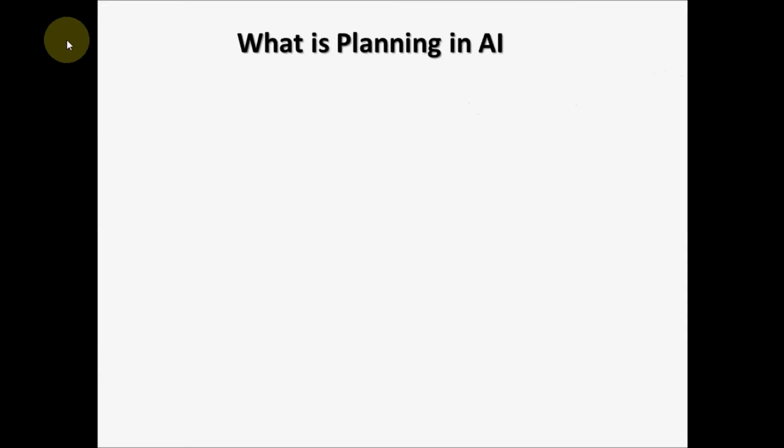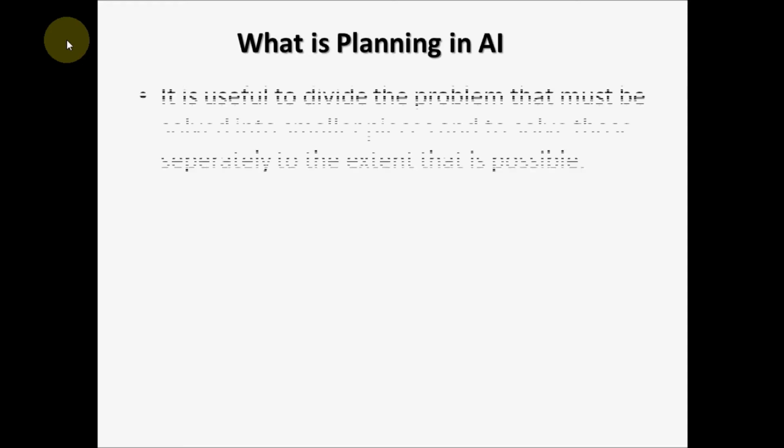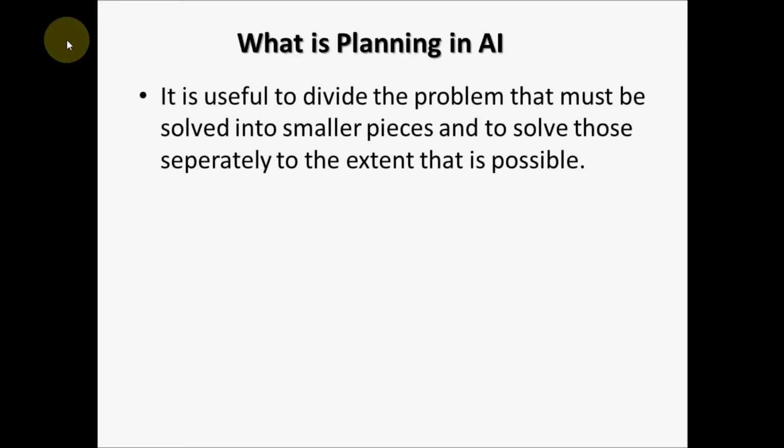So we have seen different problem solving strategies that can be used to solve AI problems. We have also seen different knowledge representation mechanisms. These two can be combined to solve AI problems. It is often useful to divide the problem that must be solved into smaller pieces, and to solve these problem pieces separately to the extent that is possible.